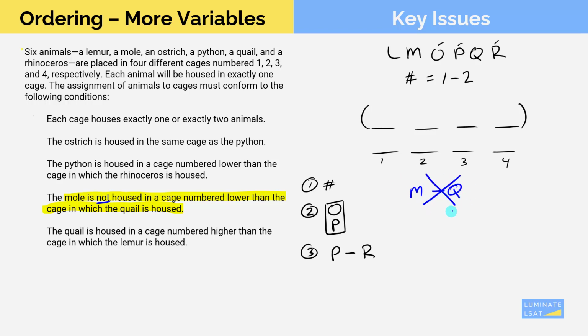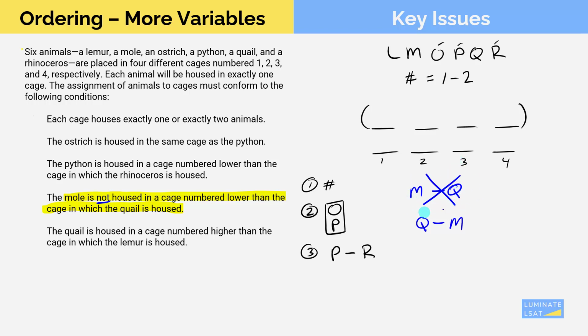Now, if this were a game where you only had 1 letter per number, 1 letter per cage, then that would mean if M is not before Q, that the M has to come after Q. But because this is a game where you can assign more than 1 letter to each of these cages, Q before M is not entirely capturing what this rule means. Because sure, this is one way that the M is not lower numbered than the Q, that the M is not to the left of Q. But there's another way that the M could not be lower than the Q. And that is if they're in the same group, if they're in the same cage.